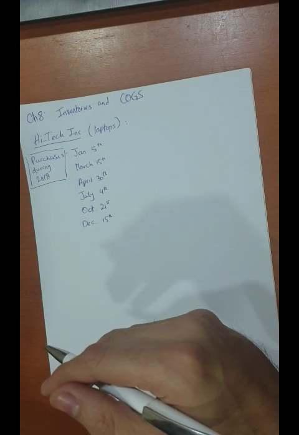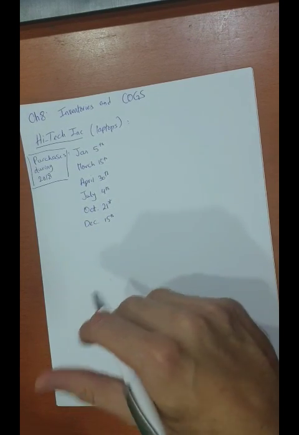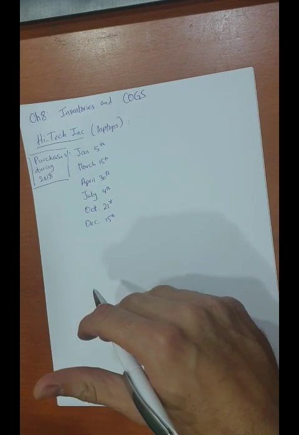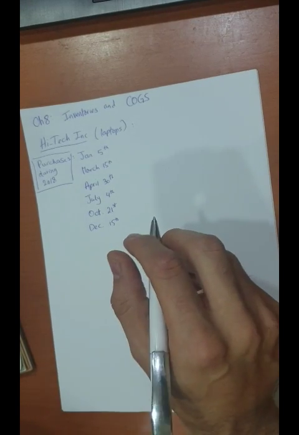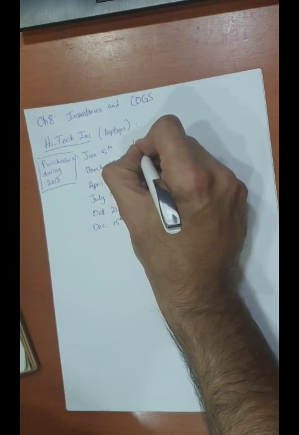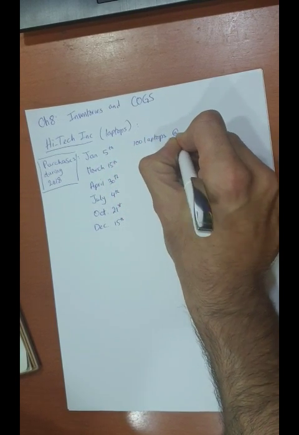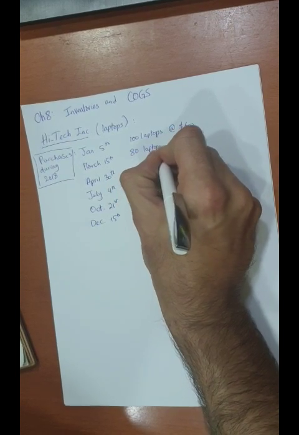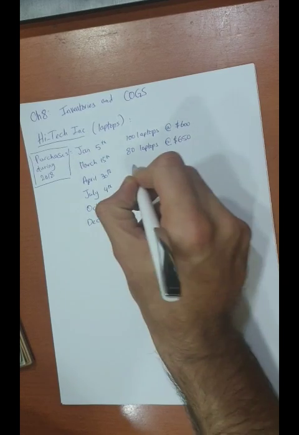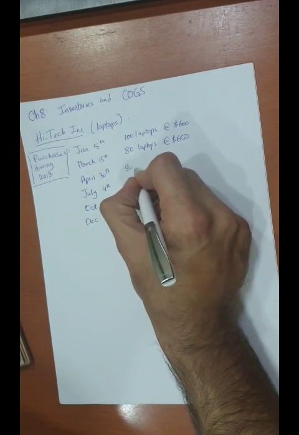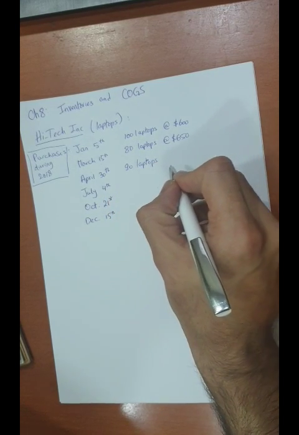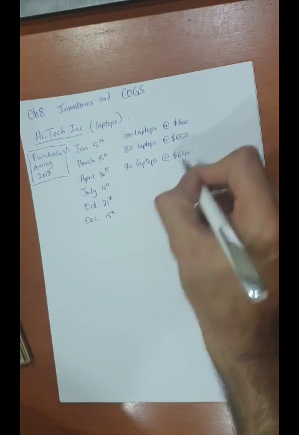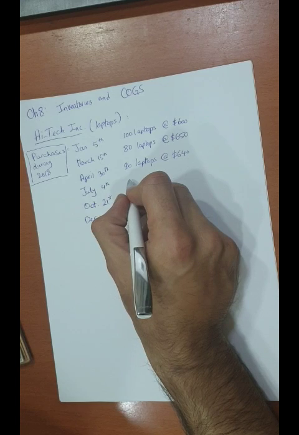Of course, you know that when a retailer purchases from a wholesaler or from a manufacturer, the price of the purchase will vary with time, given several circumstances: exchange rate, macroeconomic factors, raw materials prices, demand and supply, among others. So assume that they purchased on Jan 5th 100 laptops at $600 each. Then on March 15th, 80 laptops at $650 each. Then on April 30th, 90 laptops. As a matter of fact, the vast majority of the time prices go up, but on April 30th it's at $640. There was a slight decline in prices over here, which happens.